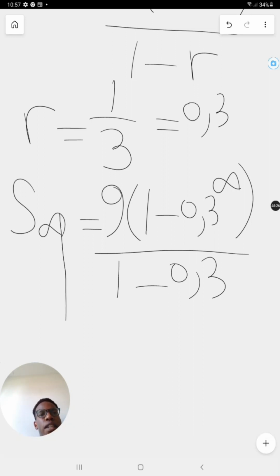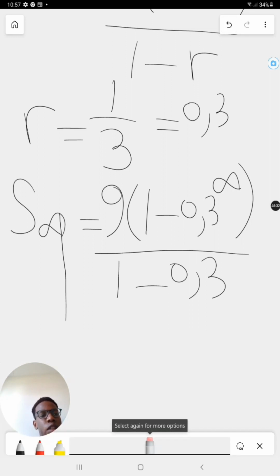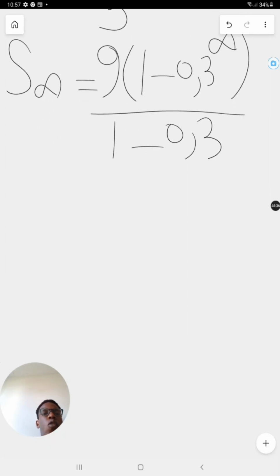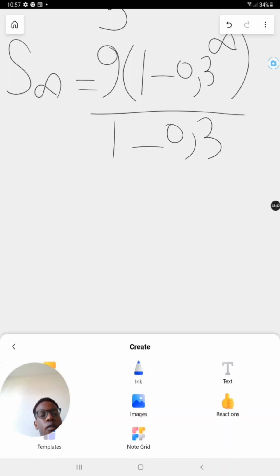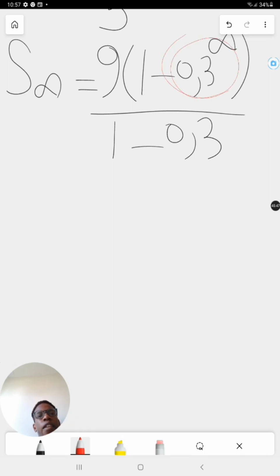Now, what is the answer to this thing? Well, what is 0.3 to the power infinity? We don't know what that is, right? We don't know what that is. What is 0.3 to the power of infinity? What is that thing there? This thing here. 0.3 to the power of infinity.